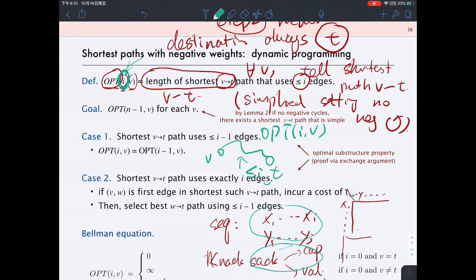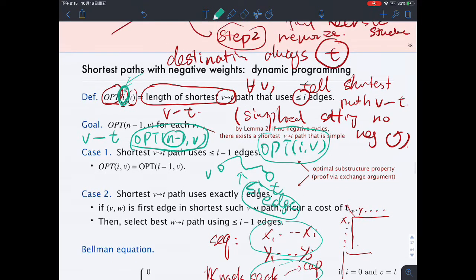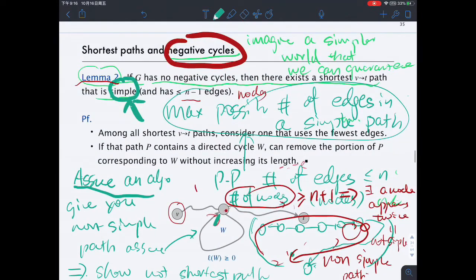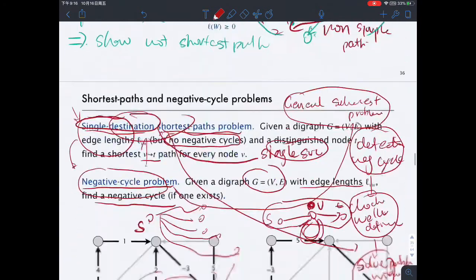opt(i, v) is among all the paths connecting from v to t that use at most i edges. We force that it uses at most i edges, and among all these paths, what's the optimum solution. Now at the end of the day, if I want to compute the shortest path from v to t, I just need to compute opt(n-1, v). Why do we need at most n-1 edges? That's because we assume there is no negative cycle. When it has no negative cycle, we have shown in the previous lemma that there always exists a shortest path that is simple.